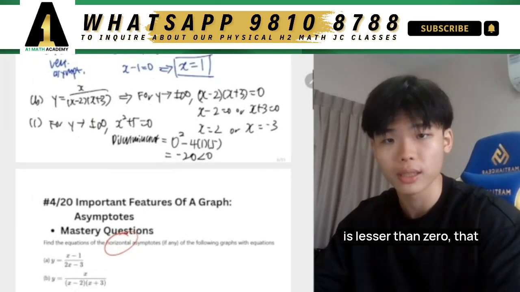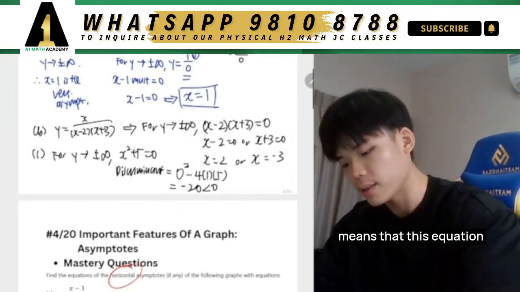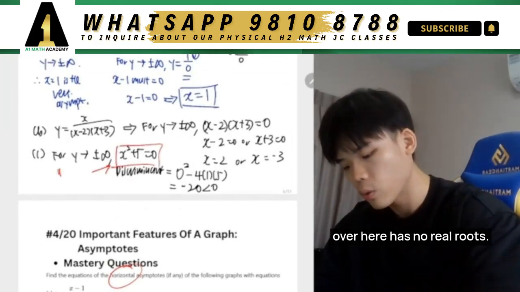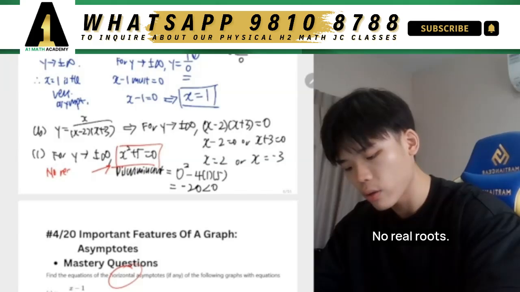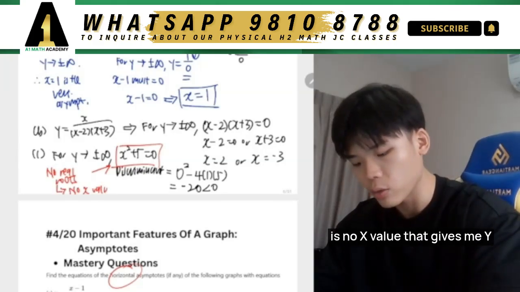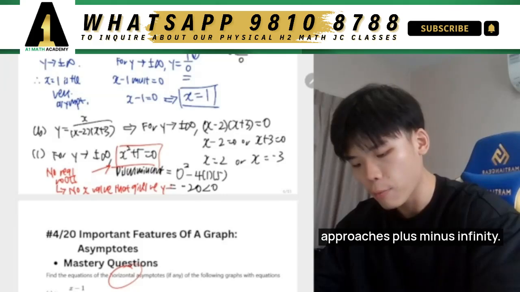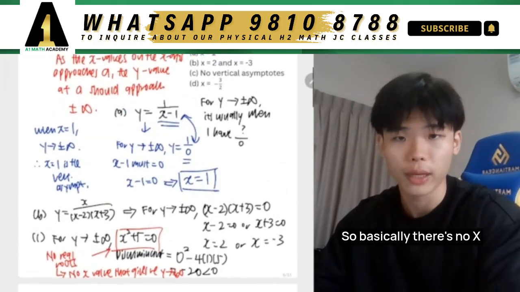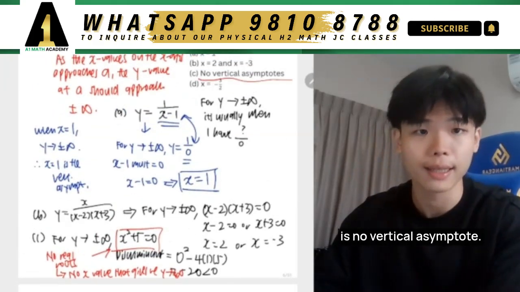And since the discriminant is less than 0, that means that this equation over here has no real roots. And since there are no real roots, it tells me that there is no x value that gives me y approaches plus minus infinity. So basically, there's no x value. And that's why over here, you see that there is no vertical asymptote.